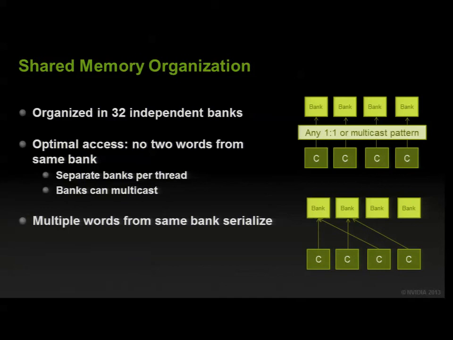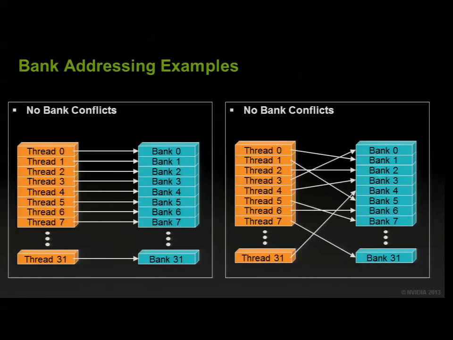There's a one-to-one pattern, and there is a multicasting pattern. So if multiple threads access the same element in the same memory bank, then that's fine. There's no problem. However, you can run into problems when you have multiple threads accessing different values in the same memory bank. In the simplest case where you have the 32 threads, each one accessing a different bank, you're fine.